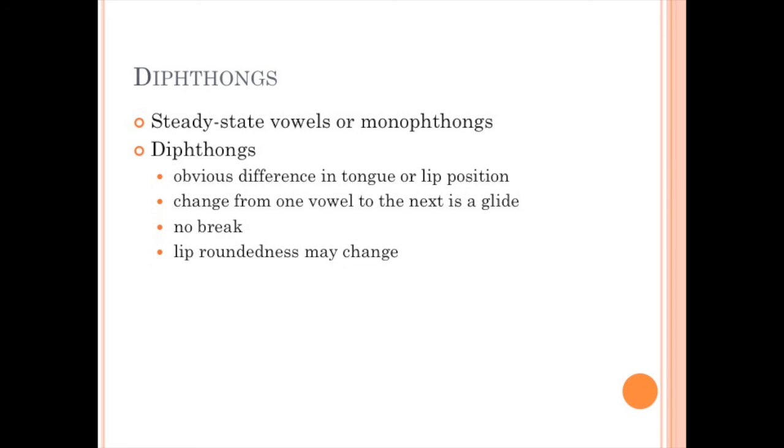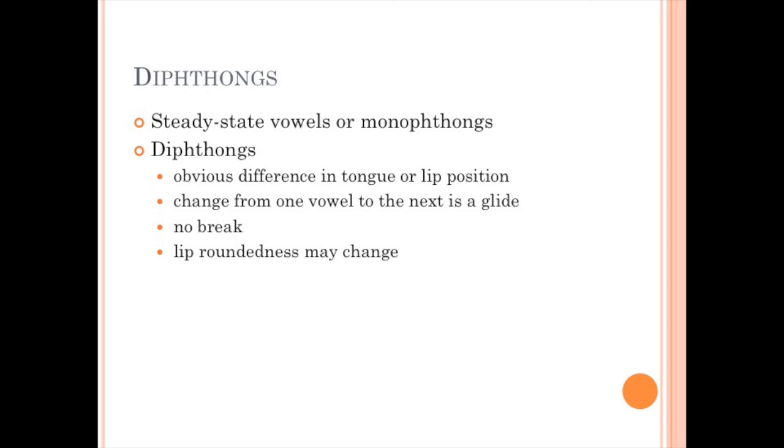And this happens as a continuous sound. There's no clear break between one vowel and another. That change, that move from one vowel to the next, is called a glide. So this continuous sound is called a glide. Now, the tongue may change position, but also the roundedness of the lips may change.